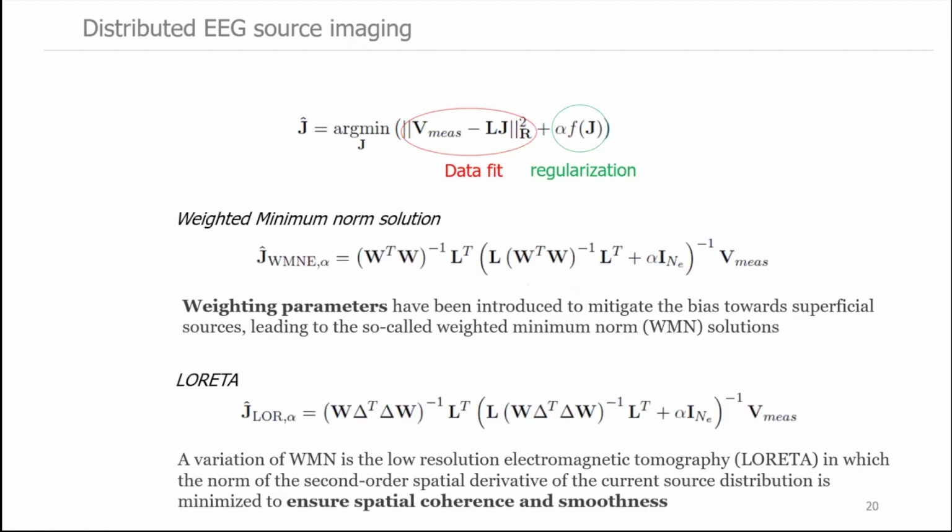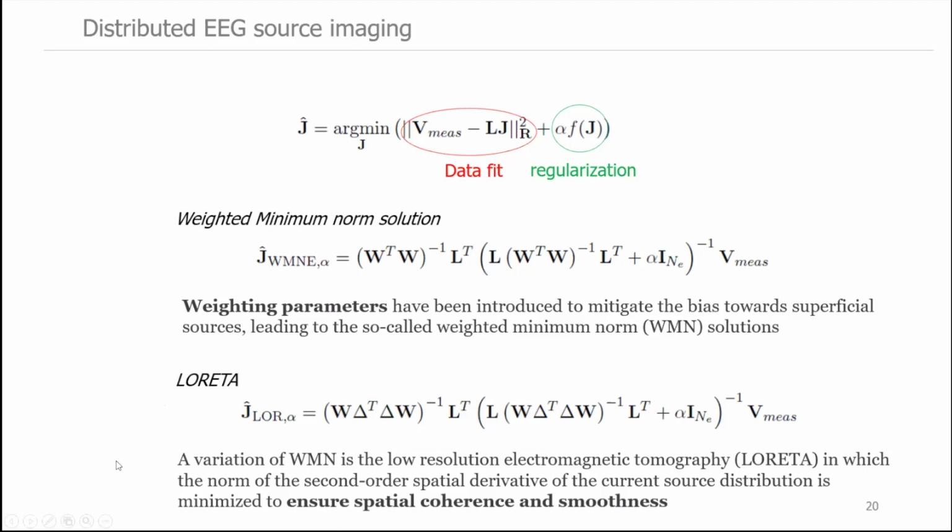So there's a solution for that. So you can have a weighted minimum norm solution in which you introduce a weighting matrix, and the weighting matrix actually gets rid of this bias. So basically in the weighting matrix, there's some kind of Leadfield normalization happening, so that every source has the same probability of generating the measured EEG. And then you have other solutions like the LORETA family of solutions.